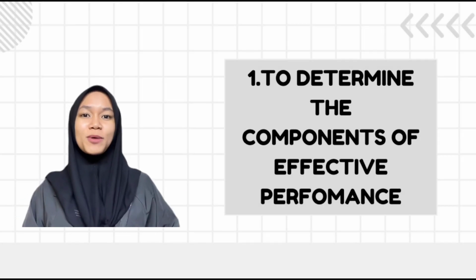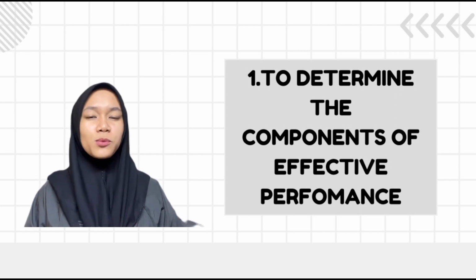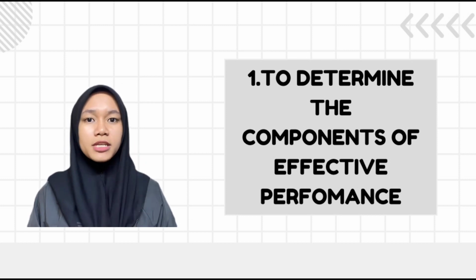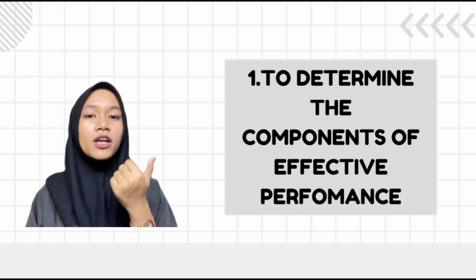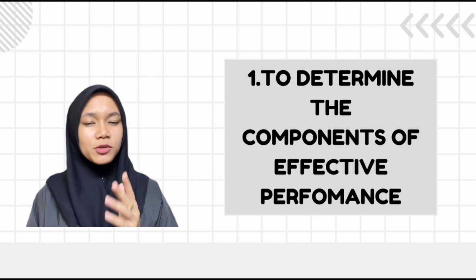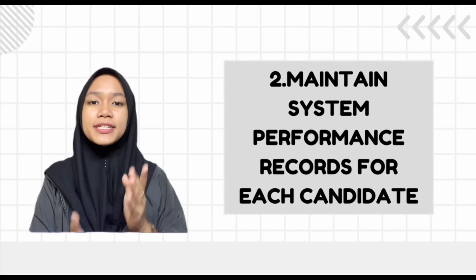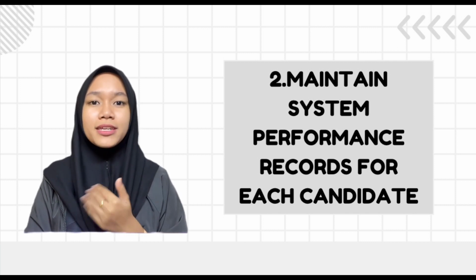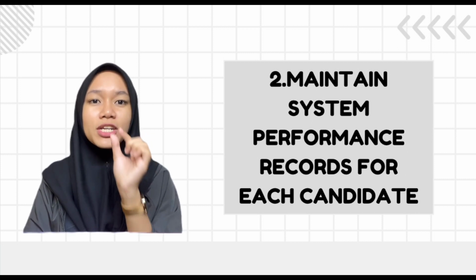So, we go to the next part, which is the guidelines in the assessment center method. There are a few guidelines. The first is to determine the components of effective performance. To determine the components of effective performance, we can also consider factors such as clear goals, regular feedback, skill development, and motivation. Next is to maintain a system performance record for each candidate. To maintain a system performance record for each candidate, we can track their progress, achievements, and areas for improvement in a structured and organized manner.